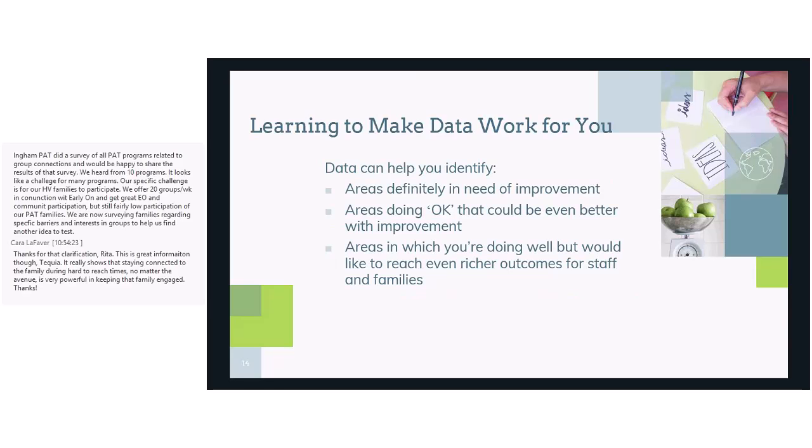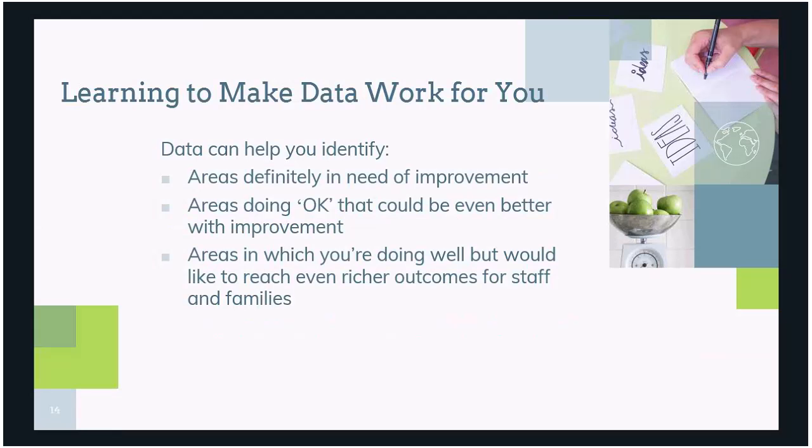So how do we learn to make data work for us? Every model, again, has those minimum standards that you're required to meet, or agencies. And data can help you identify, again, those areas that are definitely in need of improvement. So maybe they're not meeting the model standard, or what you need for Blue Ribbon, or what you need for accreditation, the different things that your models or your programs require. Areas that are doing okay, so you've met that standard but could be even better.